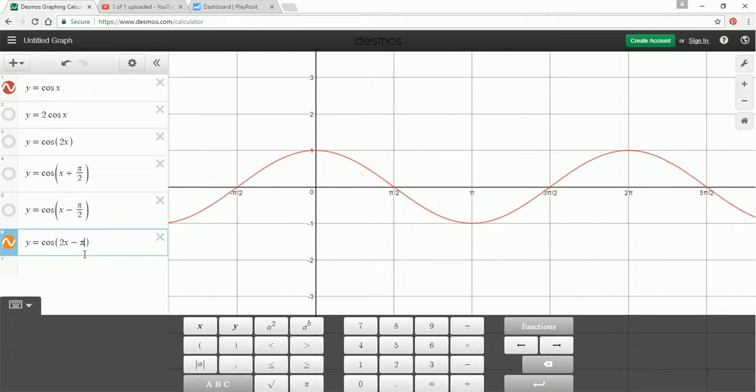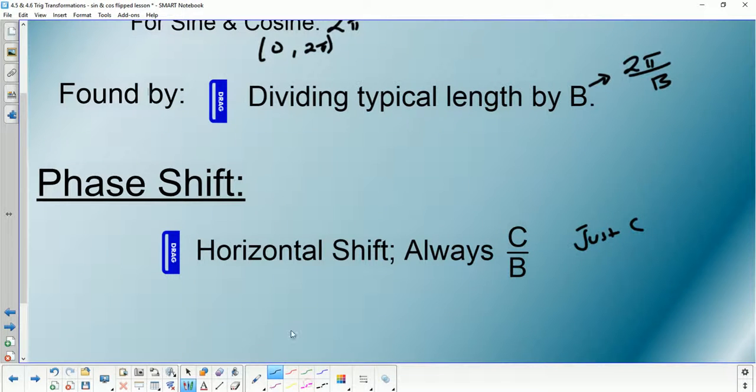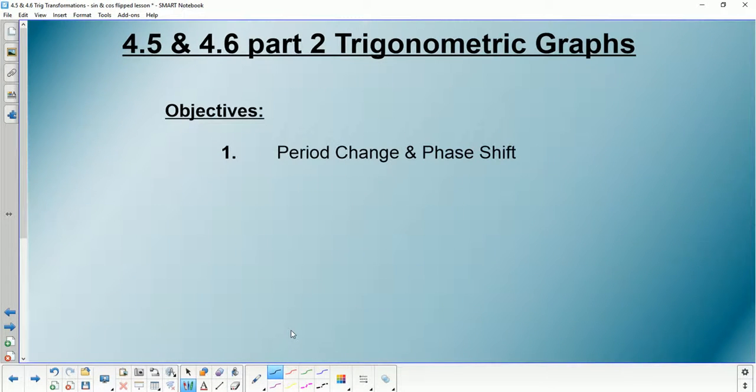Okay, let's see if I change that to just pi. Maybe that'll be a little easier to see. So we shrunk it down, compressed it horizontally, and then we moved it pi over 2 to the left. So you see your maximum here moved over pi over 2. Alright, so that is it for this lesson. I know that is kind of complicated and hard to see in the video, but I just want to give you an idea. Period change is like a horizontal shrink, and a phase shift is like moving it left and right horizontally. Okay, we'll see you guys next time.